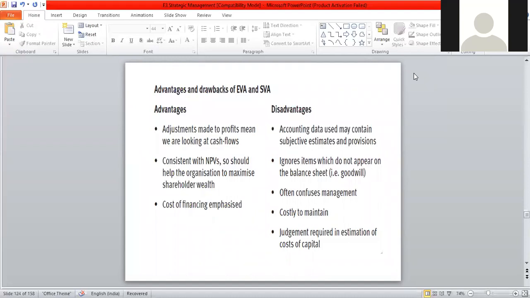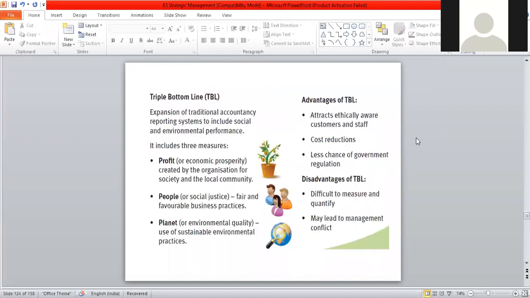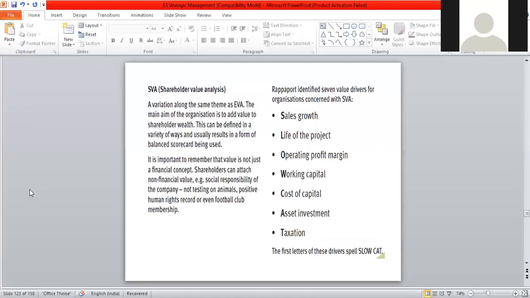It is a time taking and a costly affair. Judgment is required in estimation of cost of capital. How do we use the cost of capital? What is that which we assume to be the cost of capital? So judgment is required in estimation of cost of capital. So that is the concept of economic value added and shareholder value added.